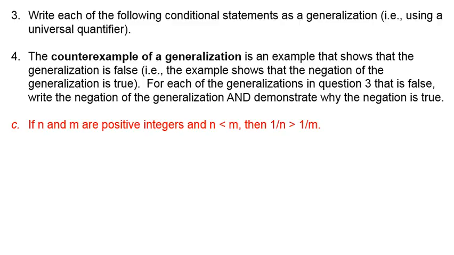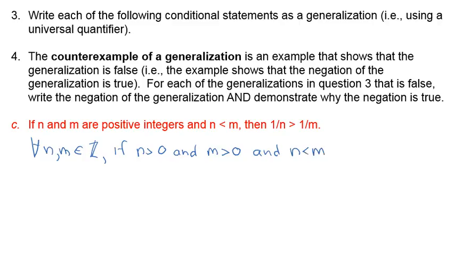Okay, so again, it says if n and m are positive integers, not just two of them you can think of, but for any positive integers. So to quantify this statement, I'll do this one in blue, we'd say for all integers n and m, for all n and m in the integers, if n and m are positive, so we'd say if n is positive and m is positive, and n is less than m.